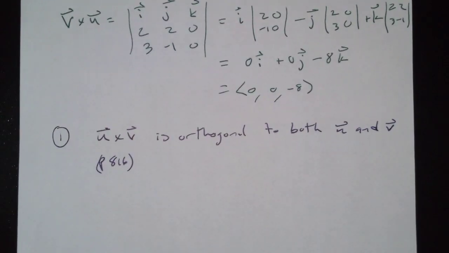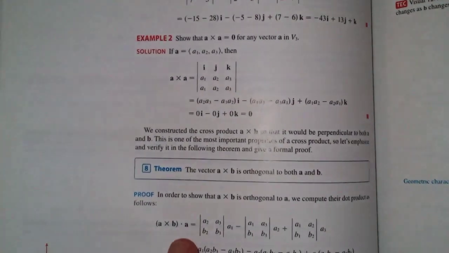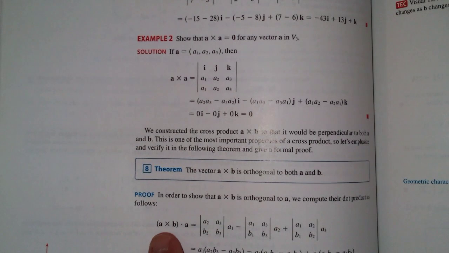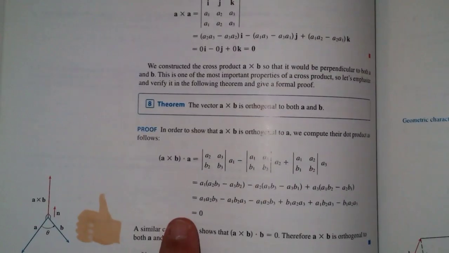And on page 816, they actually compute out in general what happens when you do this cross and dot product together. A cross B dot A. And we get 0 every time.